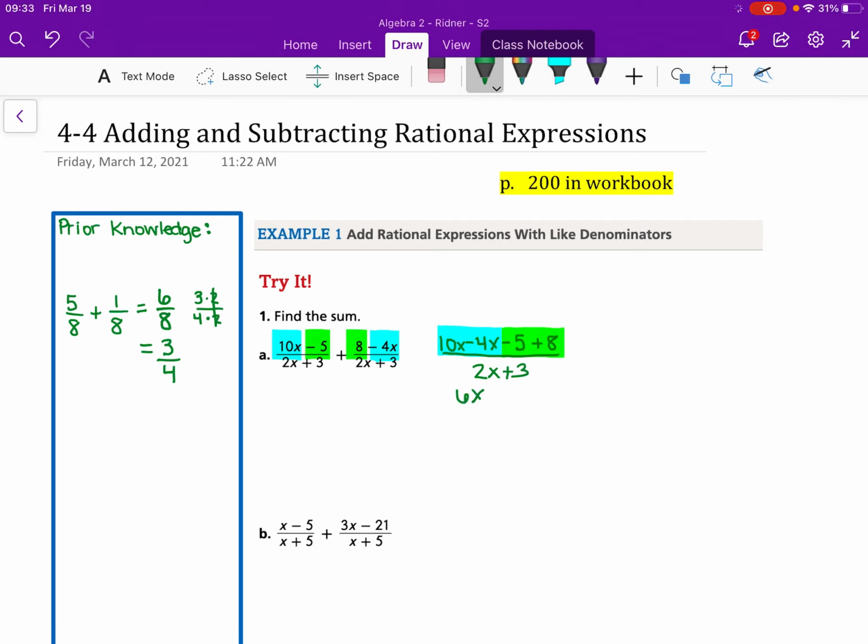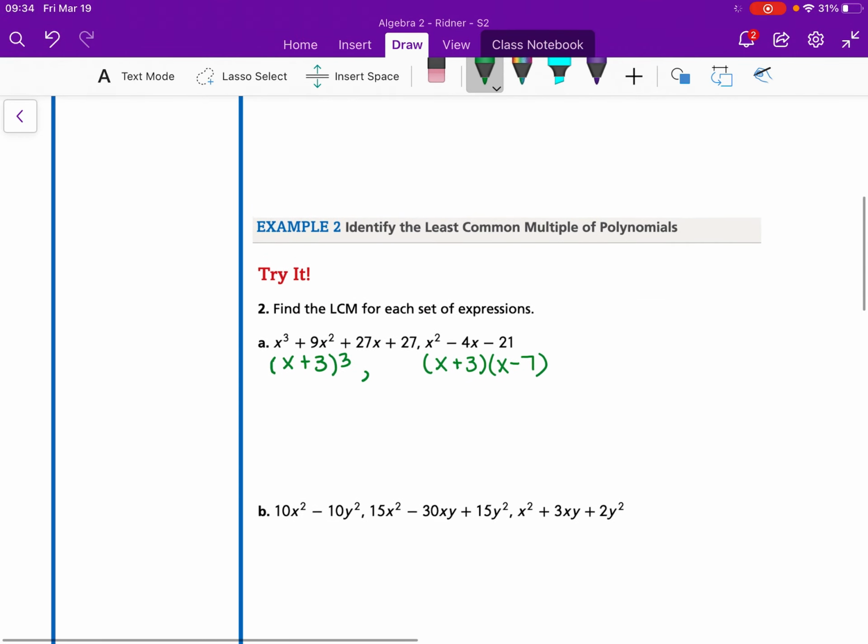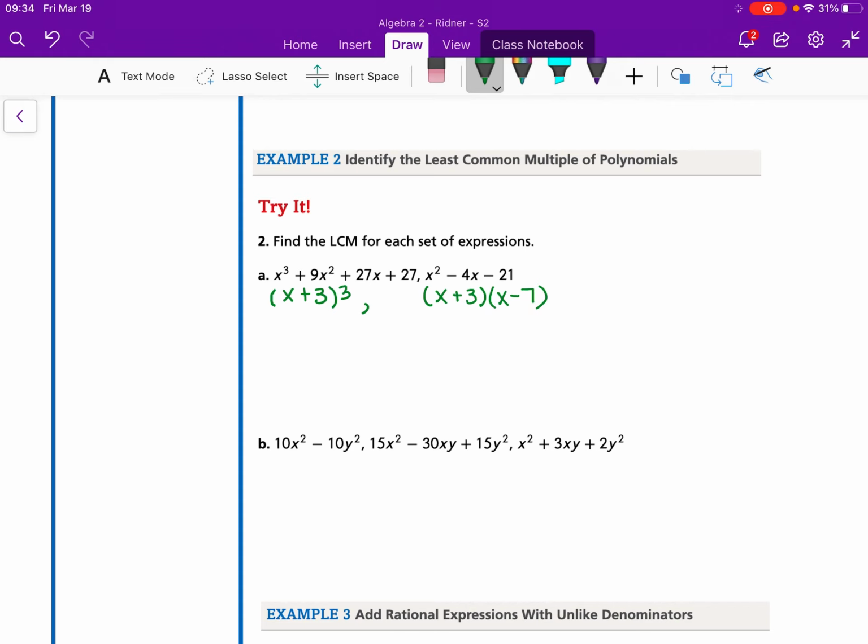All right, so 10x minus 4x is 6x. Negative 5 plus 8 is 3, all over 2x plus 3. Easy enough. We really like when the denominators are the same. They make our life much easier. If the denominators are not the same, we might need to figure out the least common multiple of that expression. I went ahead and simplified these for you, so you don't have to worry about the factoring. The problem that I give you to do for least common multiple is already factored, so it looks like what I already have written here.